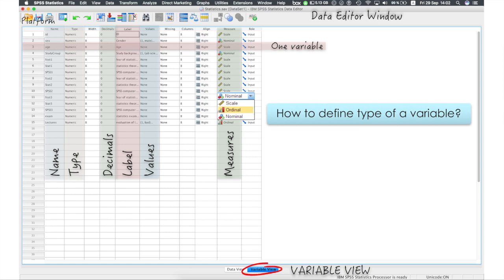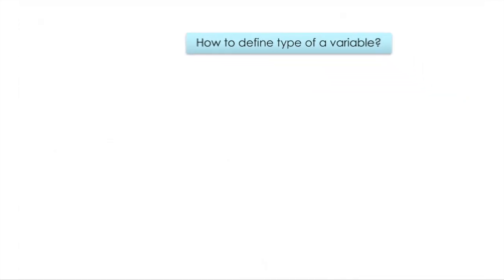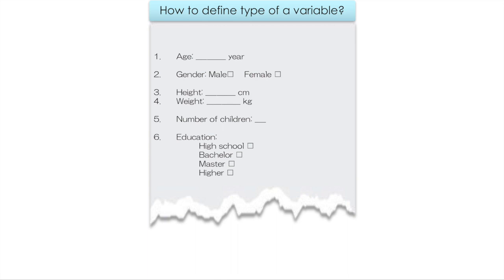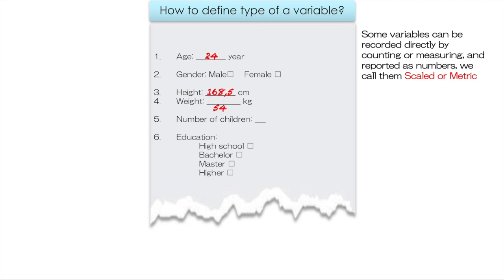In the previous lecture, we reached the point of how to define a variable and choose the correct measure in SPSS. So let's look at some variables in our questionnaire. As you see, some variables are naturally recorded by numbers, and these numbers come after counting or measuring something. These types of variables are called scaled or metric variables. In this example, age, height, weight, and the number of children, for example, are scaled variables.